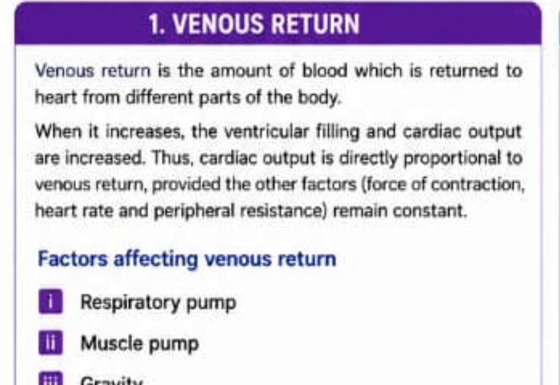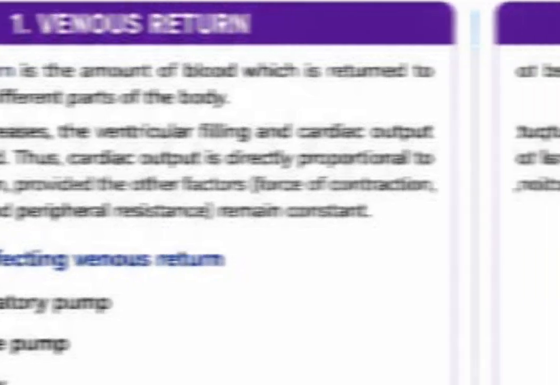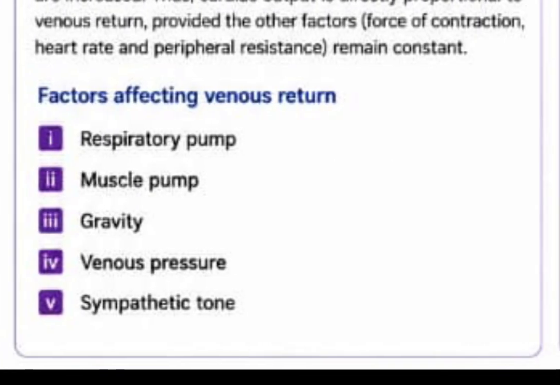So cardiac output is directly proportional to venous return. And what is venous return? Venous return is the amount of blood that is brought back to the heart through the venous system. What will affect venous return, either positively or negatively? We have the respiratory pump, we have the muscle pump, we have gravity, we have venous pressure, and we have sympathetic tone. So these are components that help strengthen your venous return.